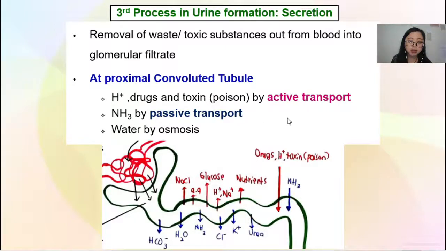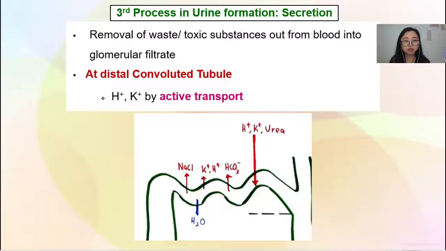So di sini saya ada tulis drugs, hydrogen ions, and toxins via active transport using red pen. Urea will be secreted via passive transport. So NH3 via passive transport, warna biru. Water can be secreted via osmosis.